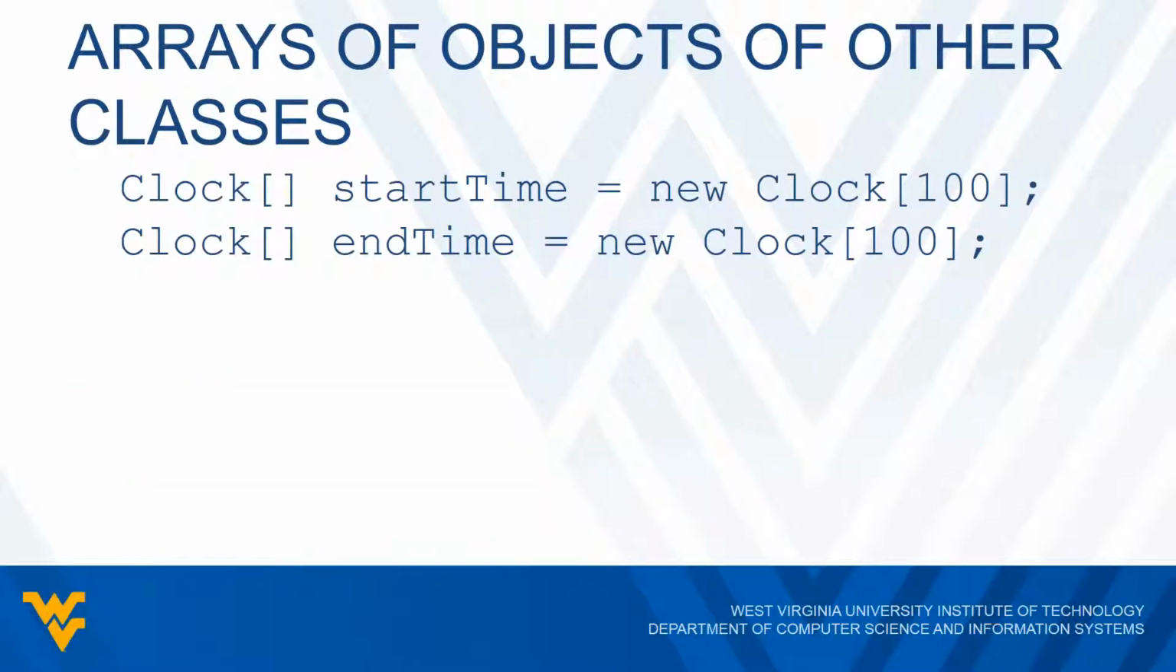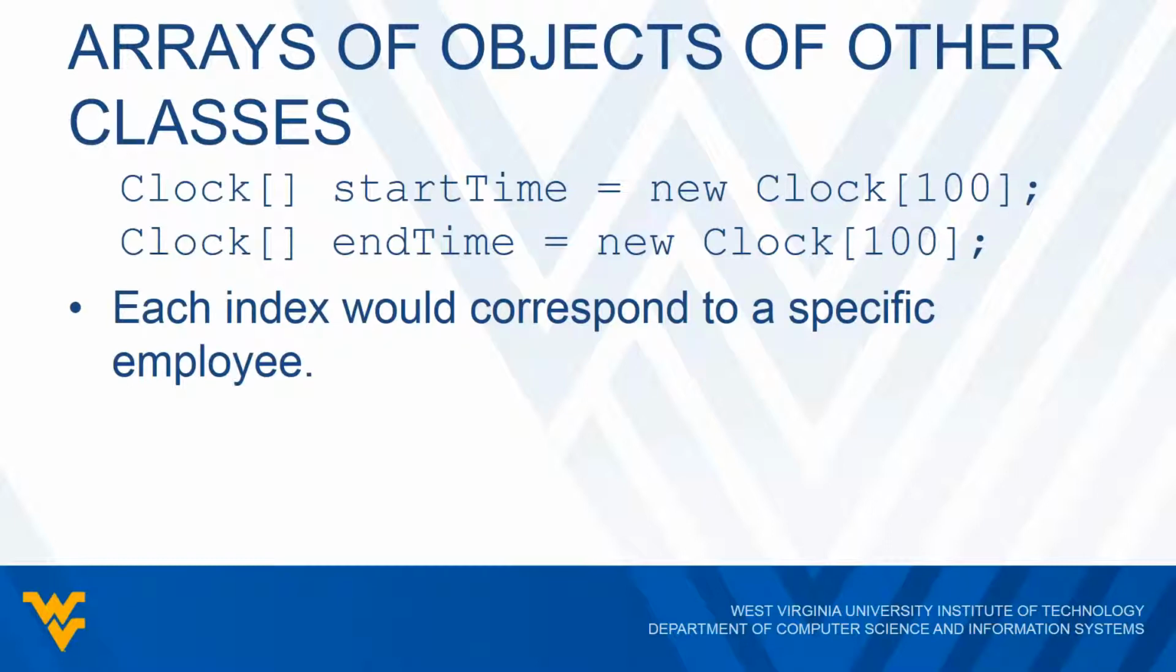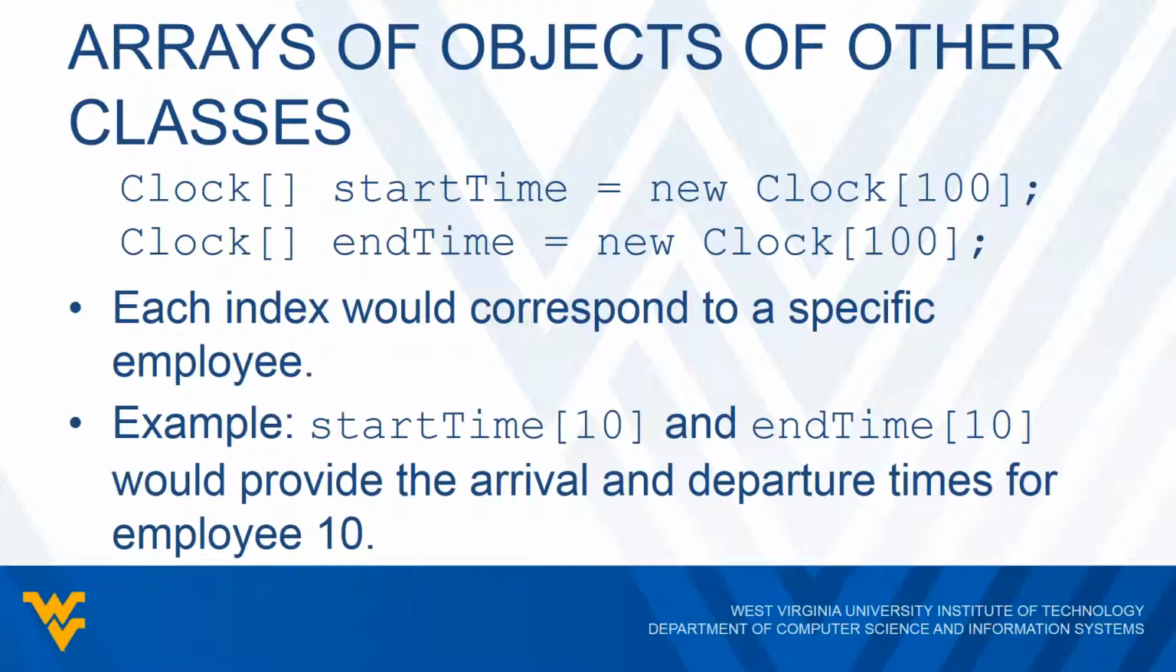So here's the code that would create those 2 arrays. So just as we can create arrays of strings, integers, floats, doubles, characters, we can do arrays of objects of classes that we've created as well. So we can do Clock[] startTime = new Clock[100]; Clock[] endTime = new Clock[100]; adding in the square braces. So we're allowed to do this. So the way we would handle it is that each index would correspond to a specific employee. So for example, I can have startTime[10] and endTime[10]. Those would give me the arrival and departure times for employee number 10.